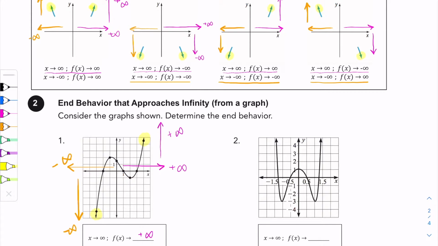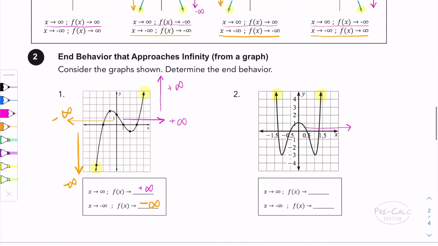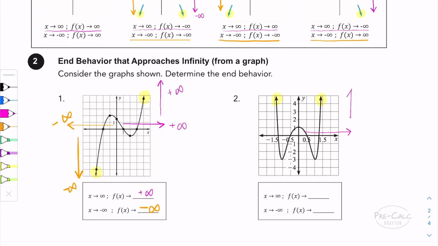Number 2, both ends of our graph face up. As x heads towards positive infinity, the graph heads up. And as x heads towards negative infinity, the graph still heads up. So as x approaches positive, the function approaches positive infinity. And as x approaches negative, the function still goes towards positive. Both end behaviors head towards positive infinity.